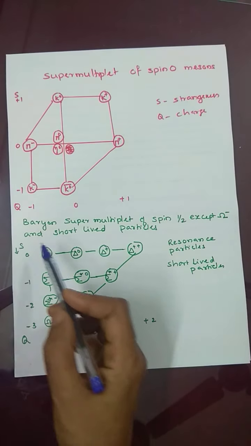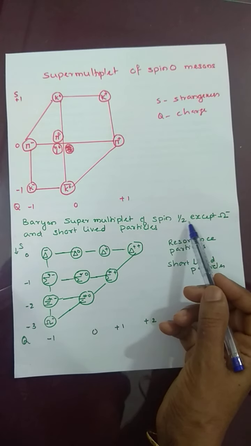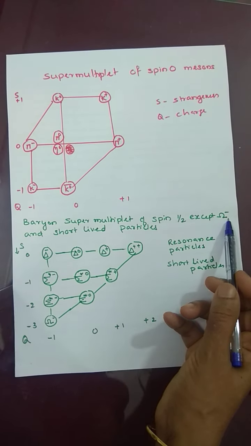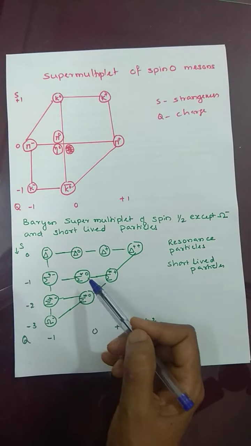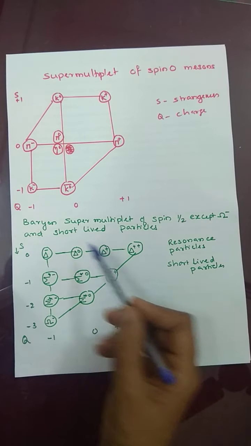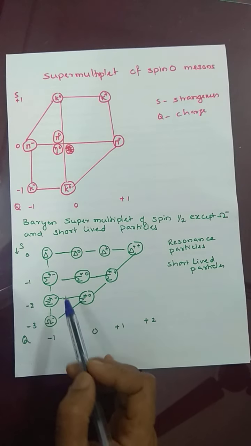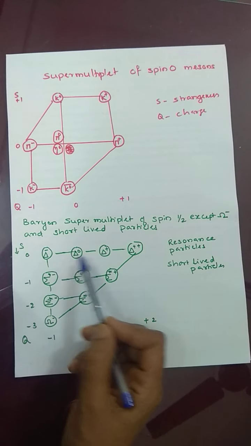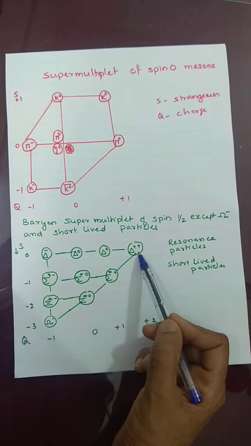Next, let us look at the baryon super multiplet of spin 3/2 particles. Omega minus has spin 3/2. This consists of short-lived particles or resonance particles. So these are delta minus, delta 0, delta plus, delta double plus.